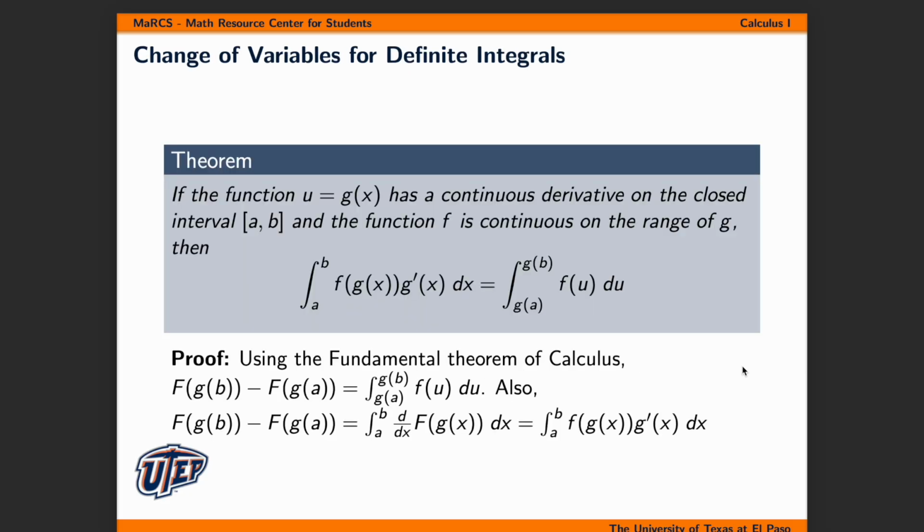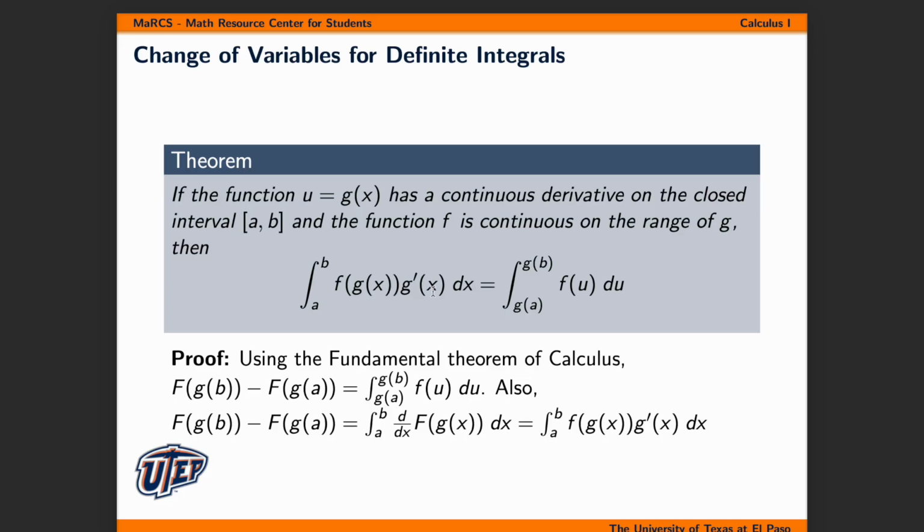So if the function u is equal to g of x has a continuous derivative on the closed interval from a to b, and the function f is continuous on the range of g, then the integral from a to b of f composed of g of x times g prime of x with respect to x will be equal to, so now our integration limits will be evaluated.